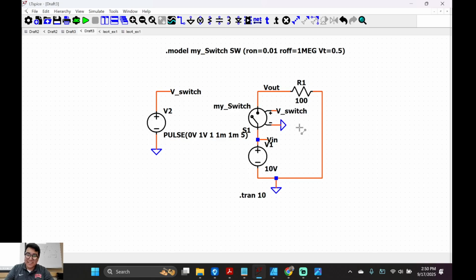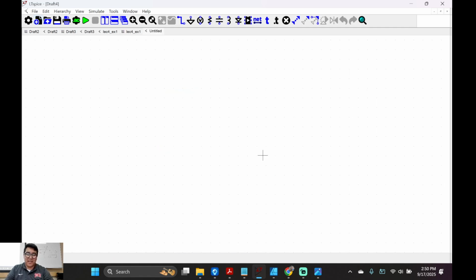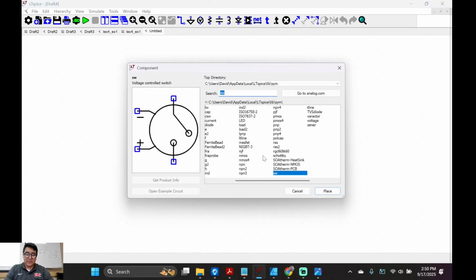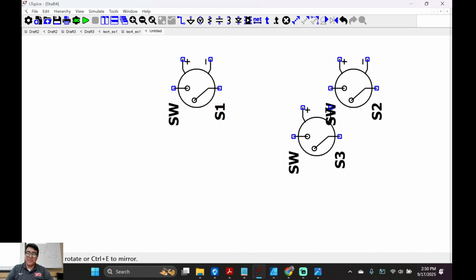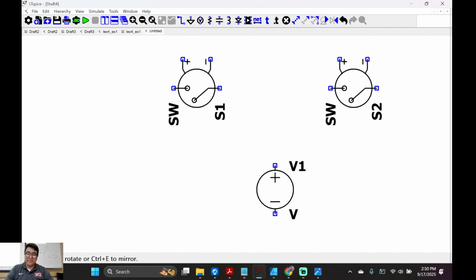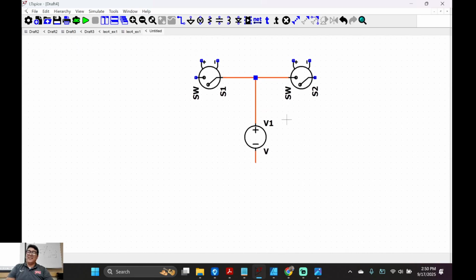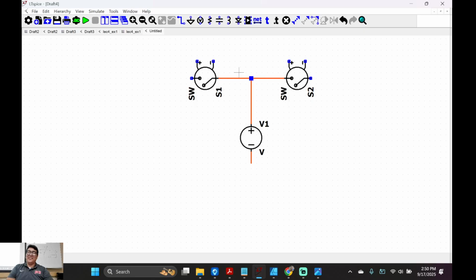So, let me just keep that there. I'll create another one. We're going to go from scratch. Do switch 1, switch 2. Here's my voltage supply. Wire. Boom, boom, boom, boom. Does anyone got anything to say about these switches being tied like that?